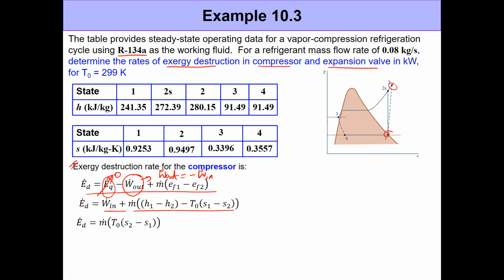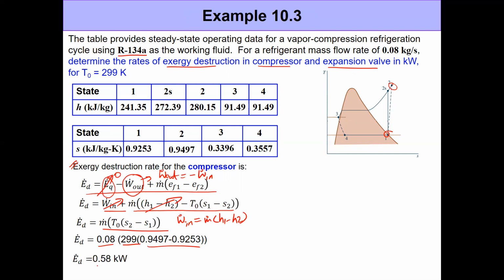Now, for this specific case, because there's no heat loss happening within the compressor, from energy balance we can easily find out that W dot N, or the work input required, is equal to M dot (H1 minus H2). So these two get canceled here. What we are left with is simply the product of change in entropy times M dot. So if we substitute the values given in the question and the table for S2, S1, T naught, and M dot, we get a value of 0.58 kilowatt for the exergy destruction of the compressor.